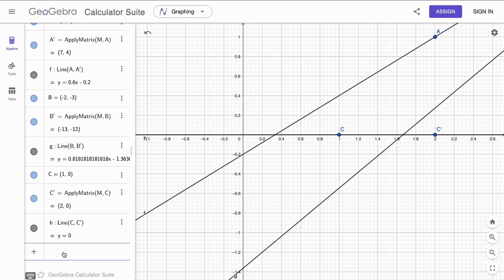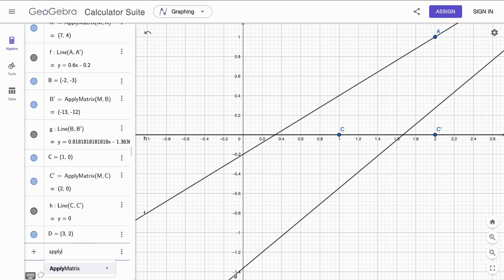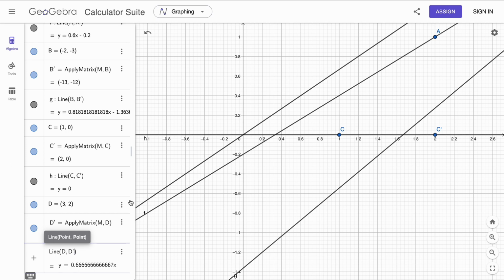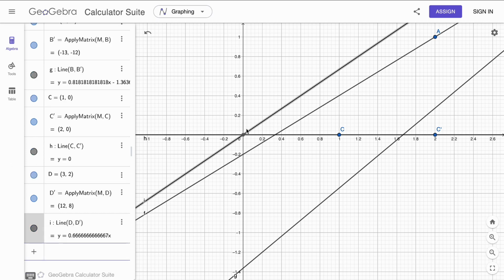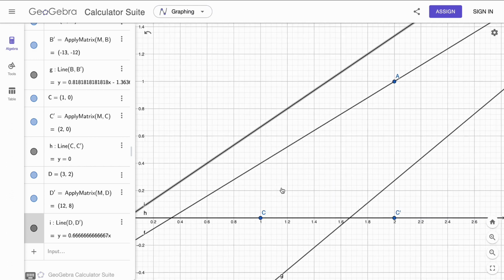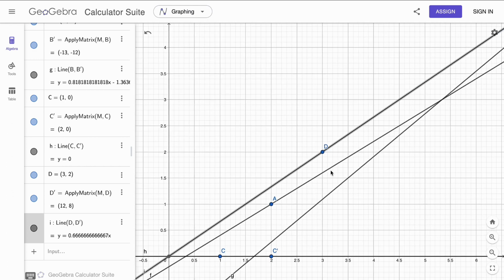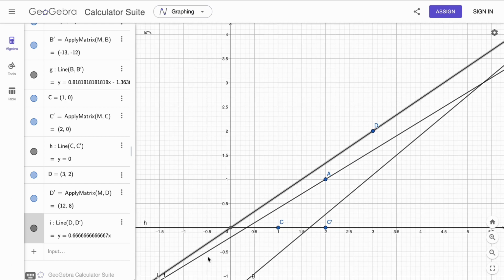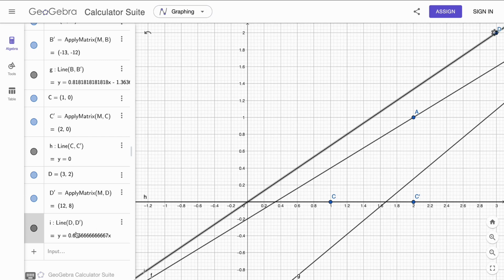I know that 3, 2 will also work. Now let's see if this works. So now I'm going to apply the matrix M onto this point, onto the object D. And I end up getting the point 12, 8. And I'm going to draw the line between D and the point that you get when you apply the matrix M to D. And look, you end up getting this line right here, which also goes to the origin. Look, this is the point D. And then D prime, or D with an apostrophe, is over here. And then the line that connects them goes to the origin. So with these 2 points, the line goes to the origin.